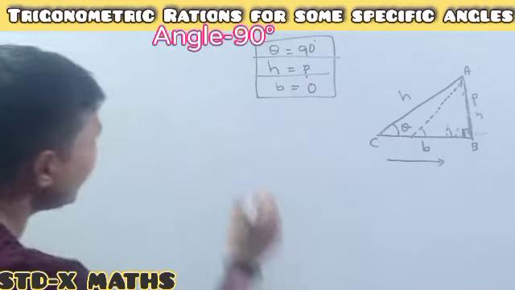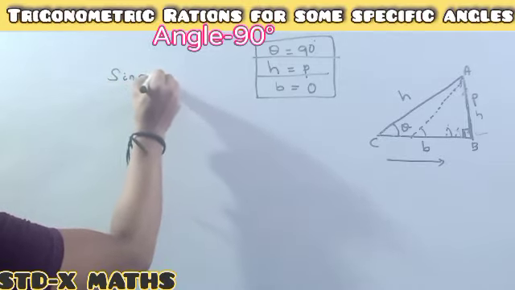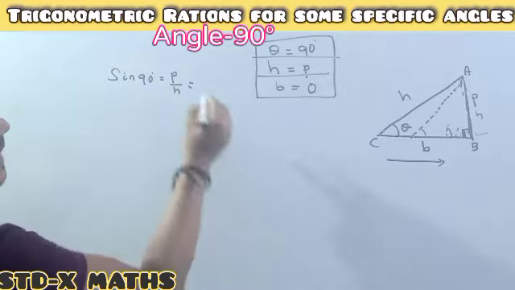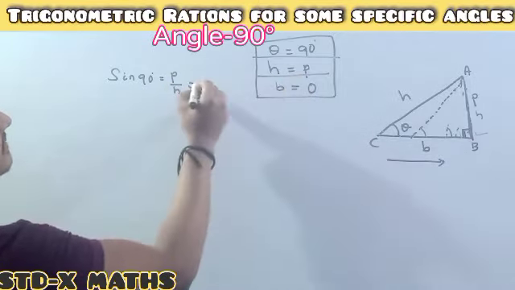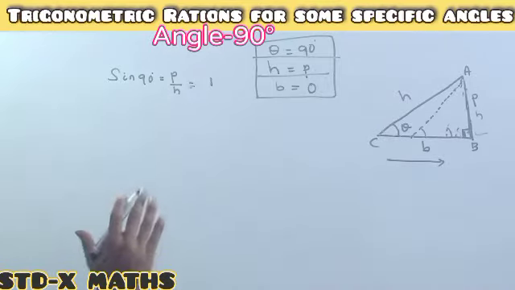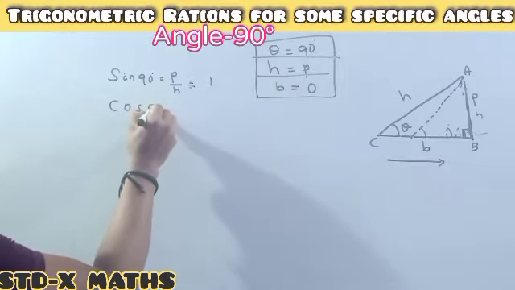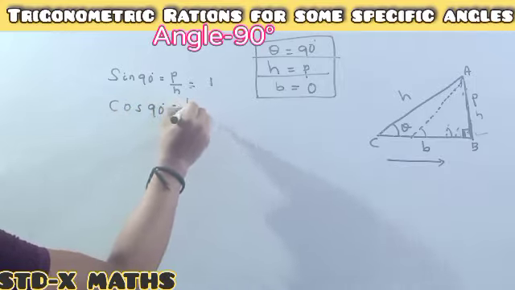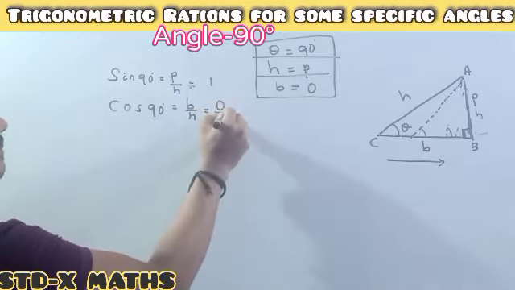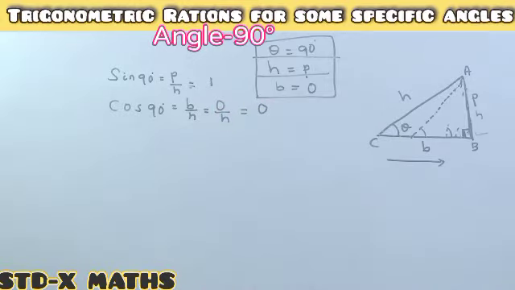See carefully. First one is sine 90 degrees. Everyone knows sine 90 degrees is P by H, and here P and H are both the same. So this one is 1. Easy or difficult? Then cos 90 degrees is B divided by H. Here B is 0 and H is non-zero, so 0 by non-zero, the answer will be 0.